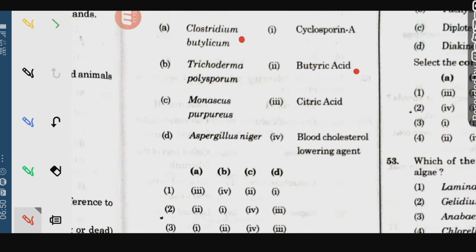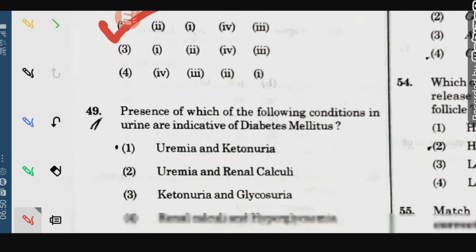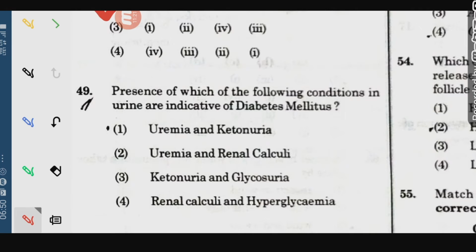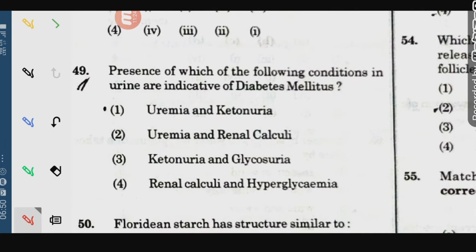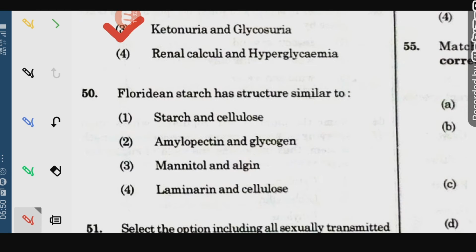Then presence of which of the following conditions in urine are indicative of diabetes mellitus? C is glucose in urine and ketone bodies in urine. So ketonuria and glycosuria. Floridean starch is associated with amylopectin and glycogen. Then select the option including all sexually transmitted disease. Option 1.